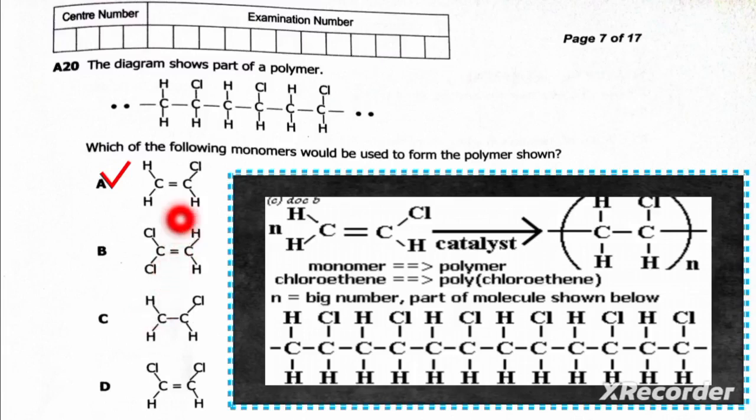The reason why we have not chosen this one is this one is an alkane. We are looking for an alkene. So this is our alkene. We can see a double bond here. This is our correct answer. Let us shift to the next question.